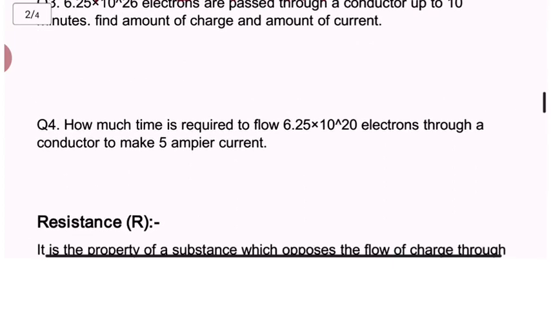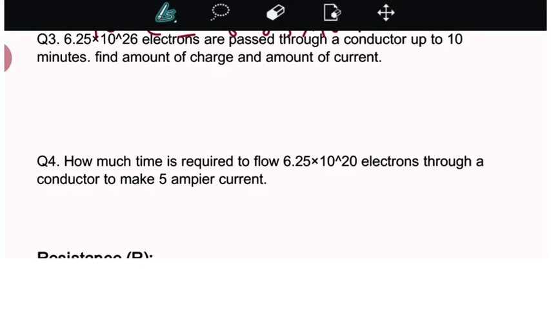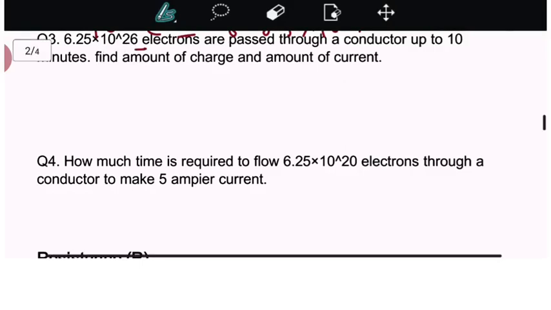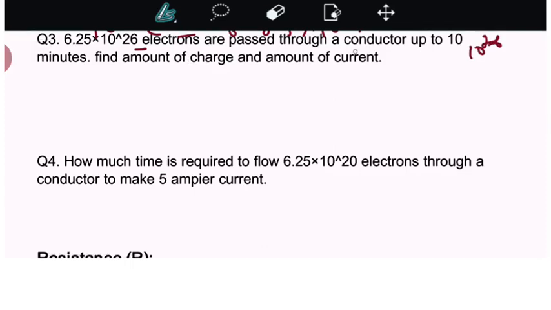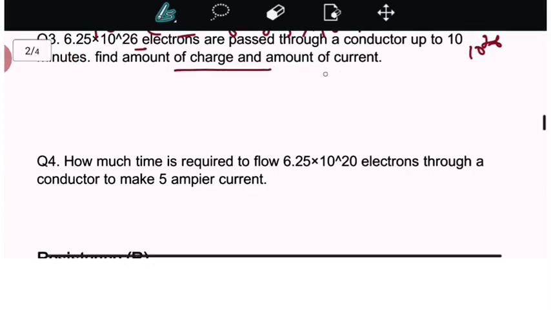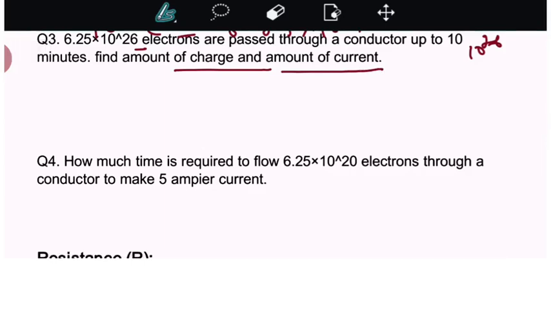The third question is: 6.25 into 10 to the power 26 electrons are passed through a conductor for up to 10 minutes. Find the amount of charge as well as the amount of current. At first you have to calculate the amount of charge and then the current.